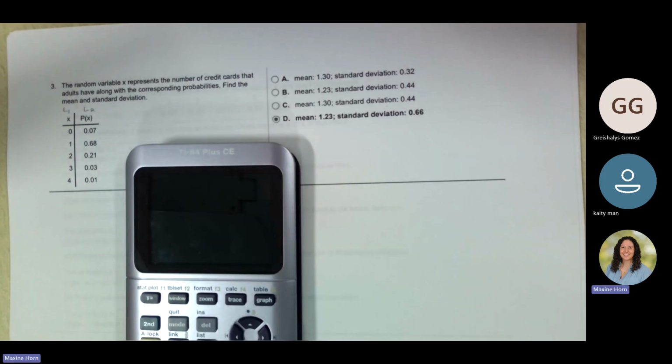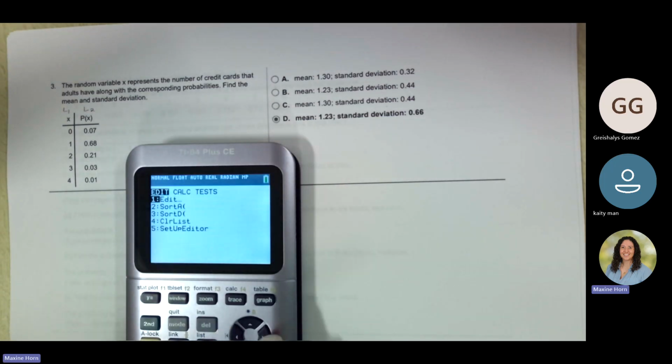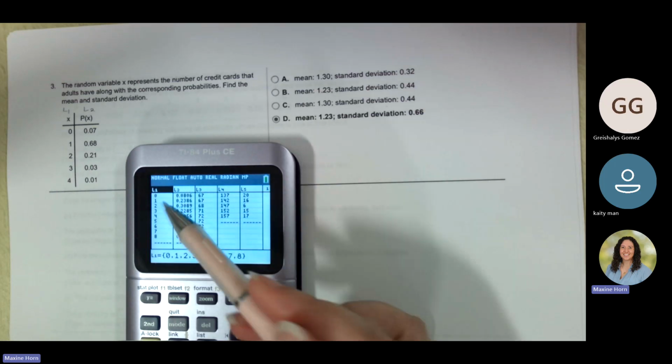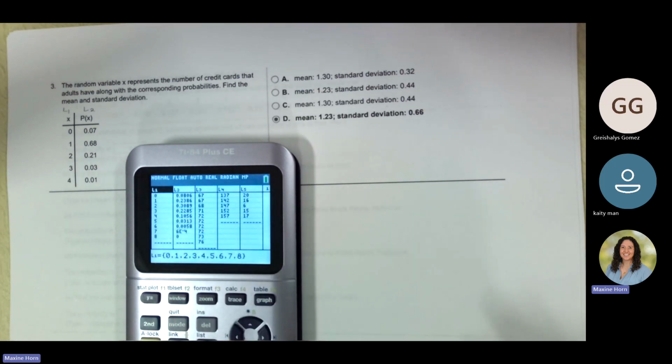So when we want to find the mean, we're going to plug this into L1 and into L2. You guys have done this before. You're going to go to Stat and then Edit. And if you have things in here that you need to clear, you highlight up where it says L1, and then you hit Clear and Enter. Right, so highlight where it says L2, hit Clear and Enter, and then it clears the whole thing.